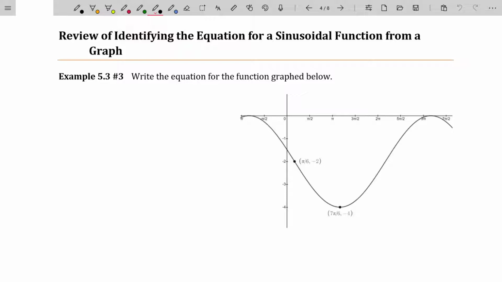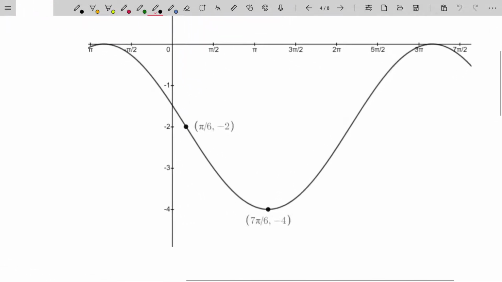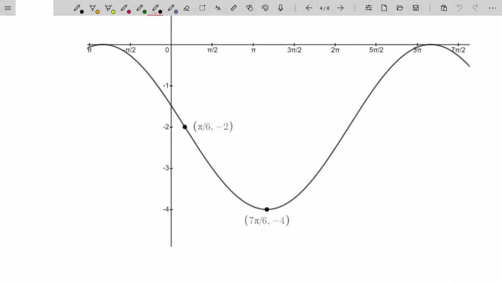So here we've been given a graph of a function, and we're asked to find the function or the equation for this graph. There are a couple ways of doing this, honestly. First of all, you can see it's a sinusoidal function. It's either sine or cosine, and actually it's both. So you could have 10 students in a room and get 10 different answers, all of which are correct.